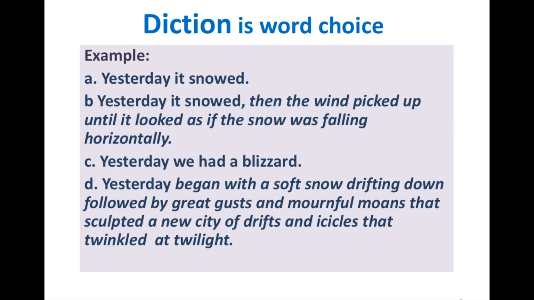Let's take a look at this example. Notice how you move from snow in example A to snow falling horizontally in example B. The third example is straightforward with the word blizzard, though it does make me want to go to Dairy Queen right now. Example D is filled with alliteration, words that start with the same sound that are close together. The human brain likes or reacts to alliteration in a positive way. That's a fun fact.